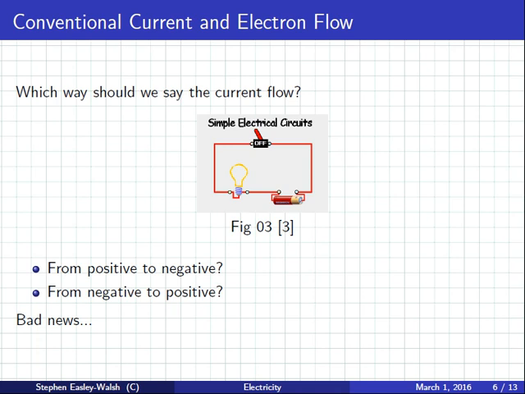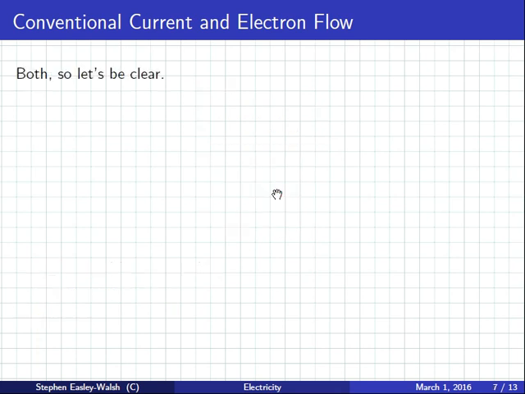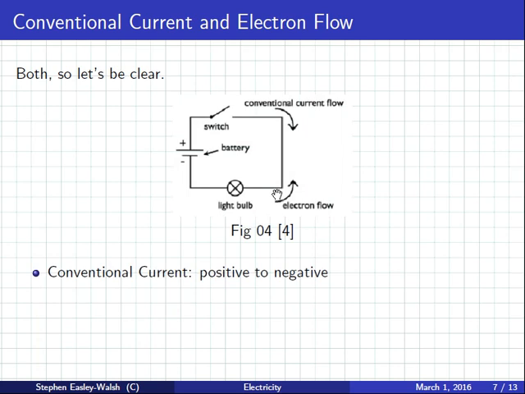So if I said, which way are the electrons flowing? Negative to positive. Which way is the current flowing? Positive to negative. I think I might have this on the next slide. So this is what's happening here. The electrons flow, as you can see, from negative to positive, but conventionally, the standard is that we say the current flows from positive to negative. So yes, Lee, both.